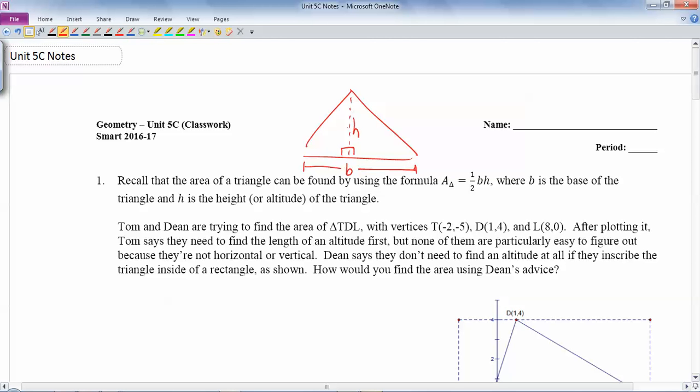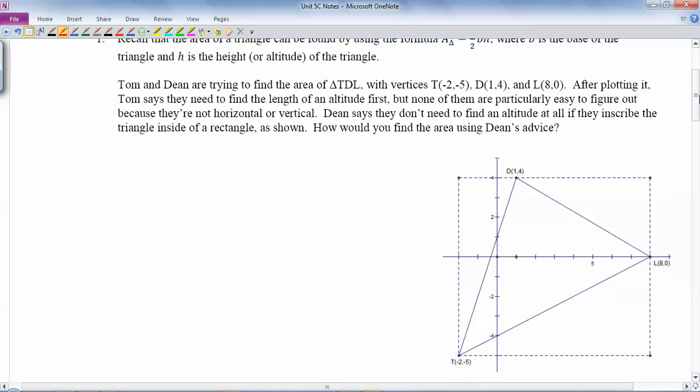Okay, so let's say that you've got this triangle. Now, if it's on a graph, and the goal is to find the area of this TDL triangle right here, you could find the length of an altitude if you wanted to, but it turns out that none of the altitudes would be easy to figure out, because here would be one altitude, but I don't know where it hits. Or here would be another altitude right here, but same problem, I don't know where it hits. Or from here, it would look kind of like that. But again, I'm not sure where it hits, and finding out where it hits takes a decent amount of work.